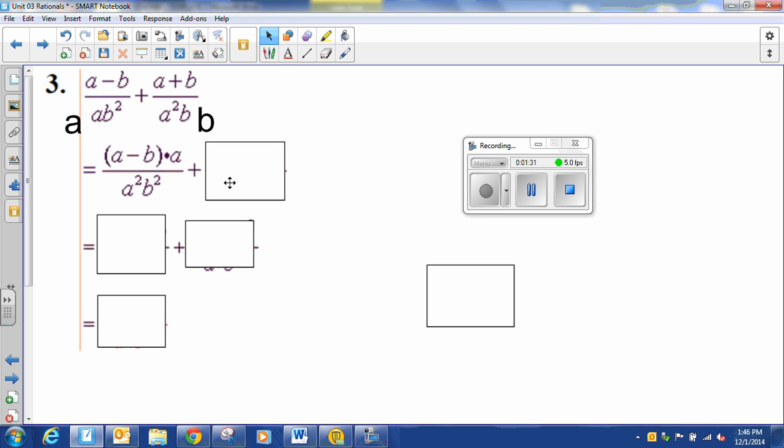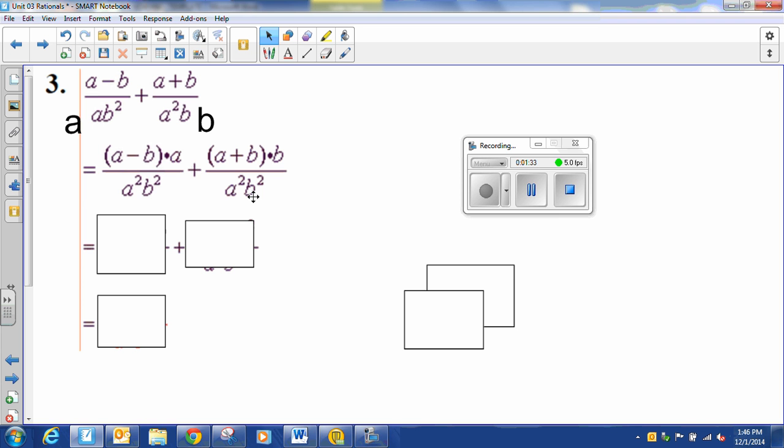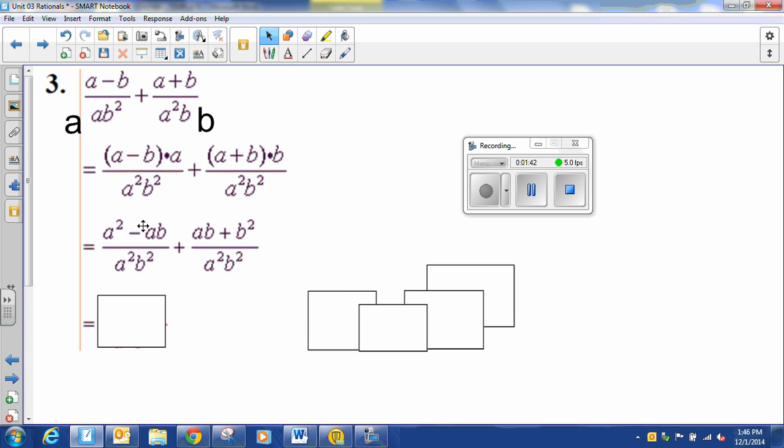B is multiplied to the b in the denominator, giving us b squared. And now multiplied to the b up here, we need to distribute the b throughout a plus b. So now we end up with a squared minus ab plus b squared. Combining like terms, we see that ab and negative ab will cancel each other out, therefore leaving a squared plus b squared over a squared times b squared.